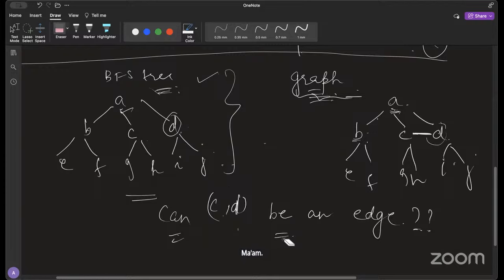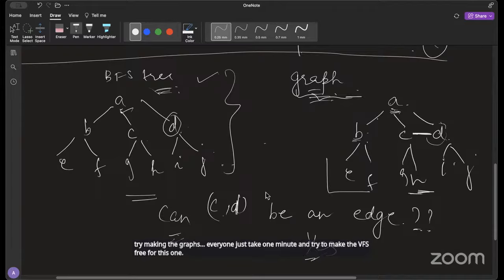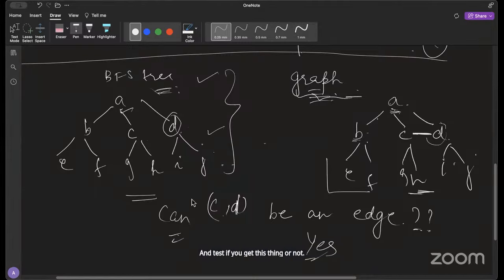Ma'am, what was the answer? Is the edge possible? Yeah, it is possible. We've just shown it. If this is your graph, try making the BFS tree. Everyone just take 1 minute and try to make the BFS tree for this one and test if you get this tree or not. Ma'am, in this sense, we can also say that BC can have an edge. Yeah, they can also have an edge. And in general, all the vertices on the same level can have edges.